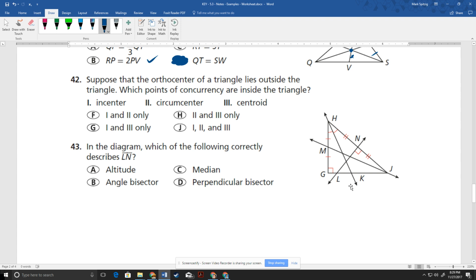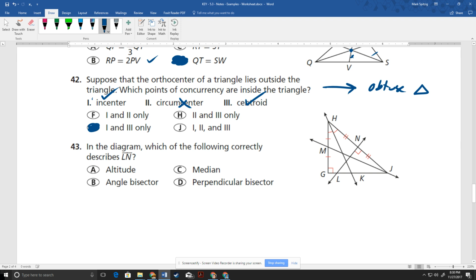All right, so suppose the orthocenter of a triangle lies outside the triangle. Which points of concurrency are inside the triangle? Okay, so in other words, what this is saying is if the orthocenter is lying outside, then we know it must be an obtuse triangle, right? That's what the first part says. So in an obtuse triangle, the incenter will always be on the inside. The circumcenter will not be, but the centroid will be. So 1 and 3. Which is here, G.